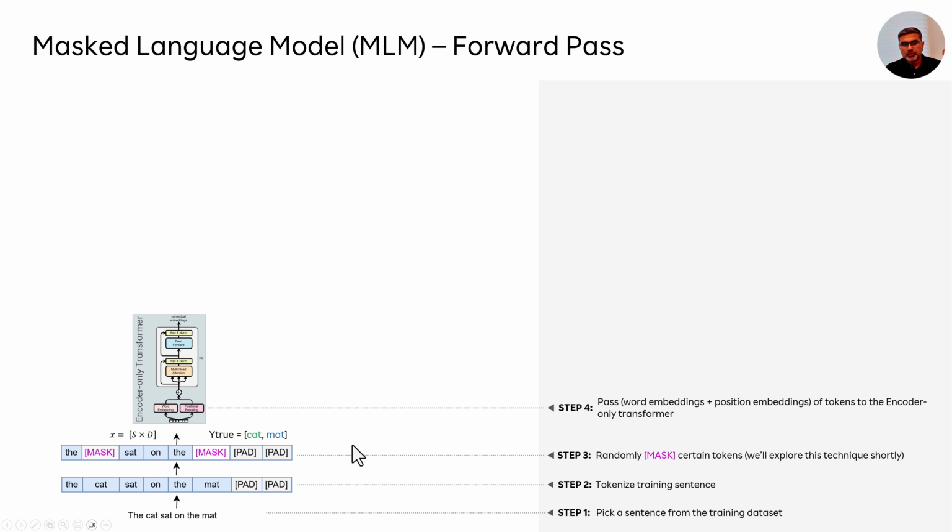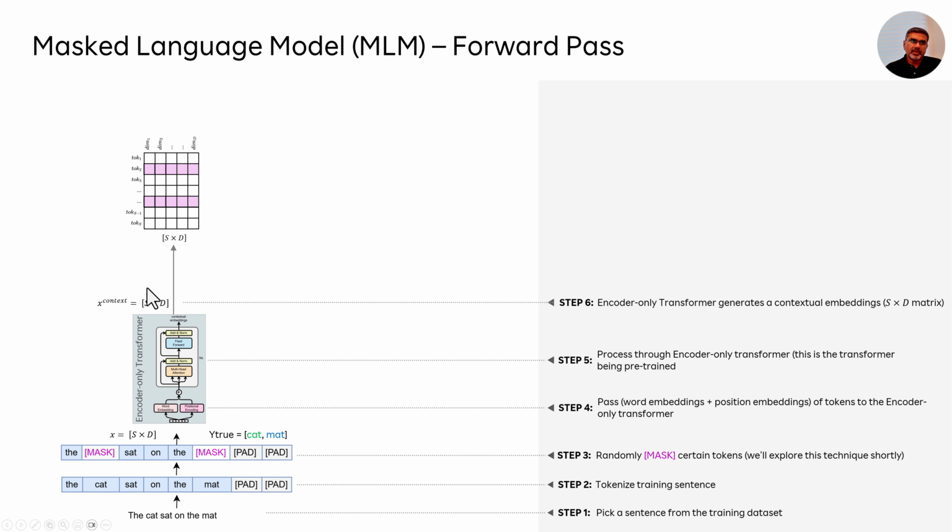Now, this will go through the attention layers of the transformer. It will go through all those multiple blocks of the encoder-only transformer, and then it produces a context-aware embedding matrix. It goes in as an S cross D matrix and produces a context-aware S cross D matrix. Obviously, because the weights are all random, it just produces random junk right now, correct? Now that you have masked the second and sixth tokens, for those you want to predict what the word should be.